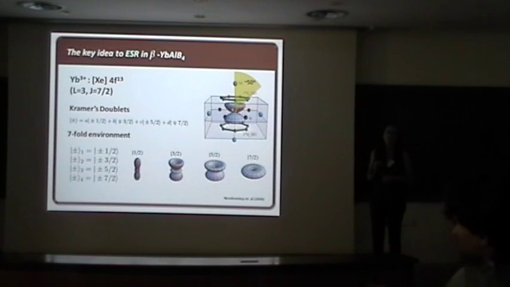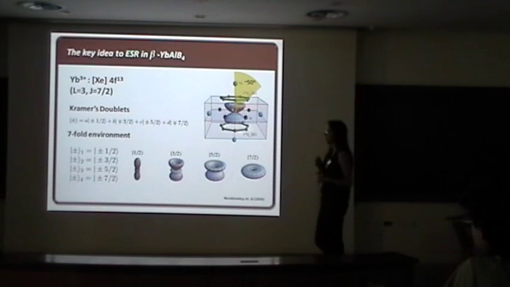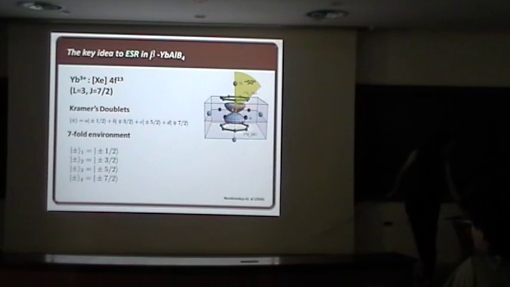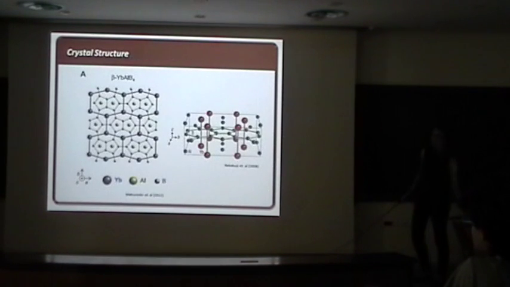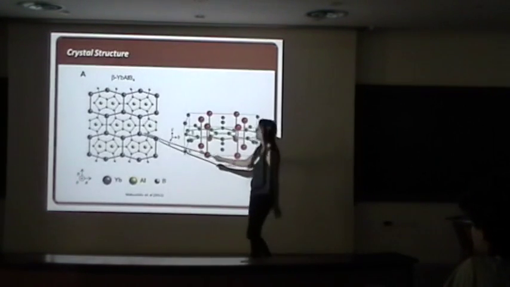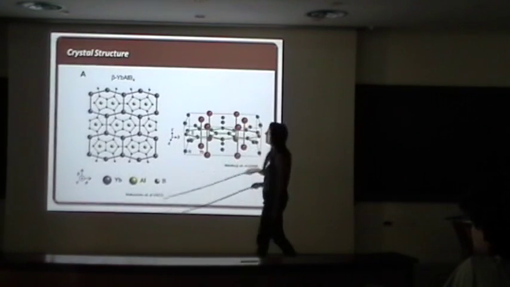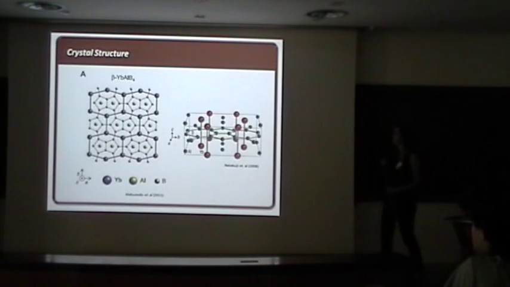Other questions? I have a naive question. In this structure, is there just one erbium site, or are there different sites? Does all the erbium have this strange environment? Yes, so if you go back. Only one site? You mean all the erbiums are in the seven-ring environment? If that was the question. Yeah, that's the question.